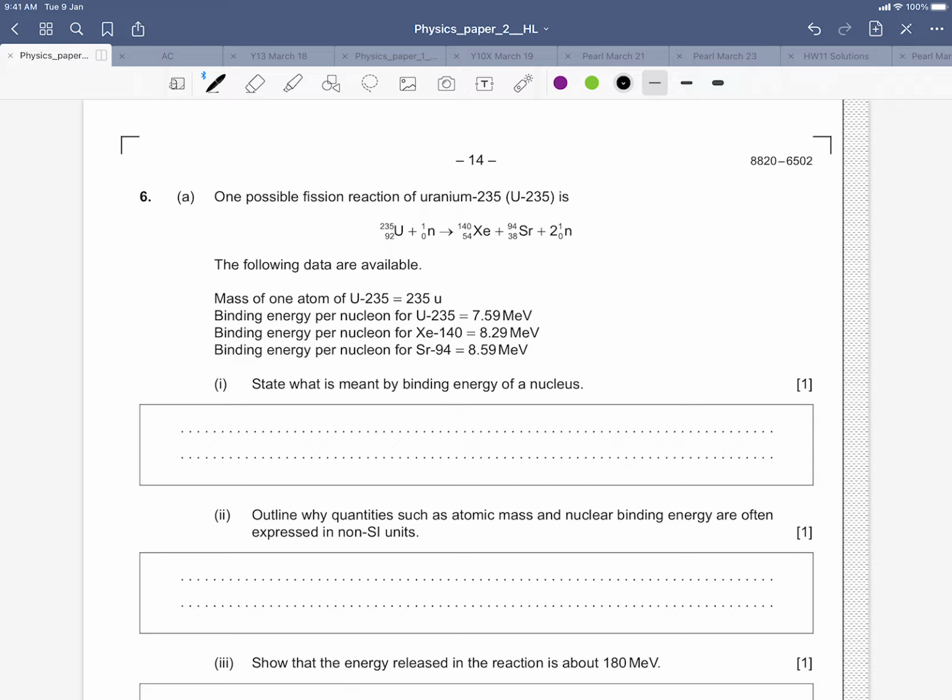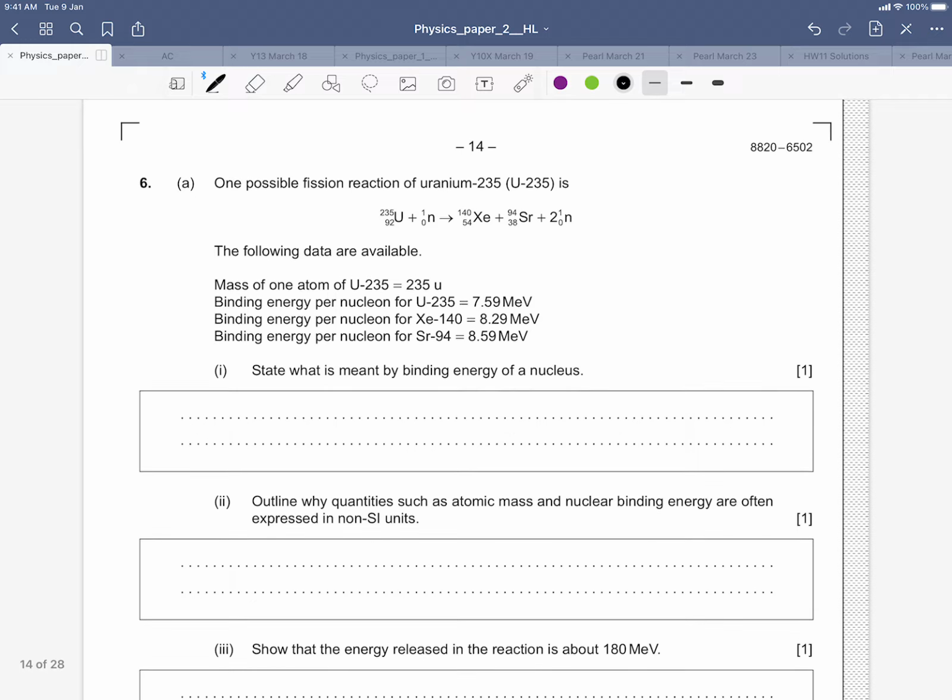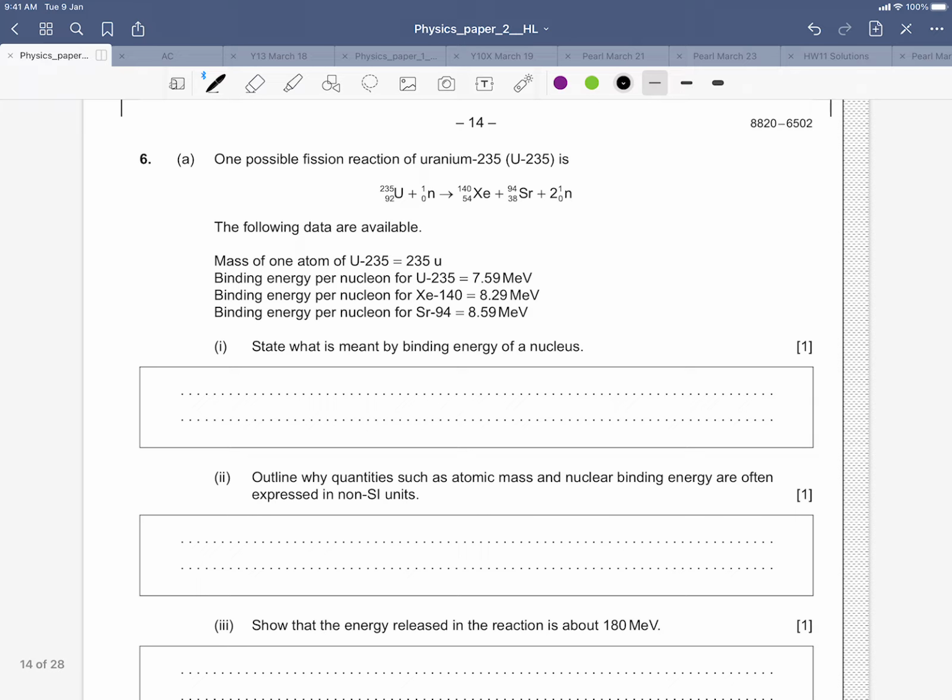Okay, question 6. We have a fission reaction, and first of all we need to state what is meant by the binding energy of a nucleus. So that's a standard one. You've got to know it's the energy required to completely separate a nucleus into its nucleons. So let's just quickly write that down.